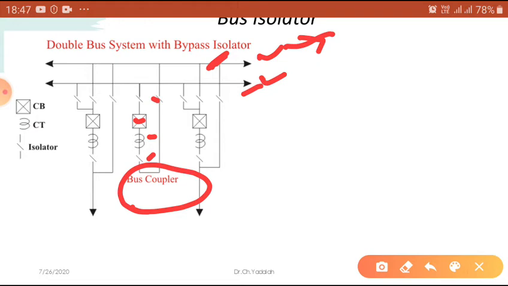So, here I used an isolator in the bus. It is known as the bus isolator. You can see the figure also, the bus and another bus are connected. In between we are connecting one isolator. That isolator is known as the bus isolator. Two buses connected through an isolator, that isolator is known as the bus isolator.